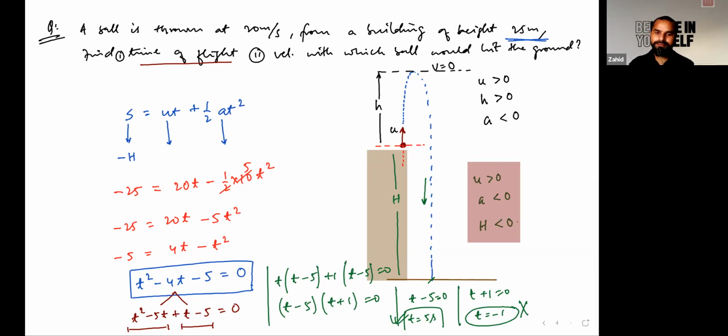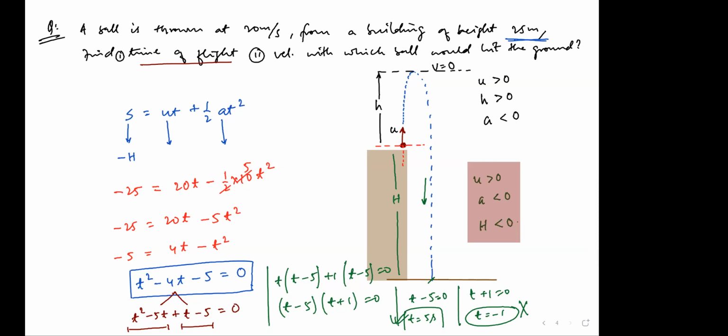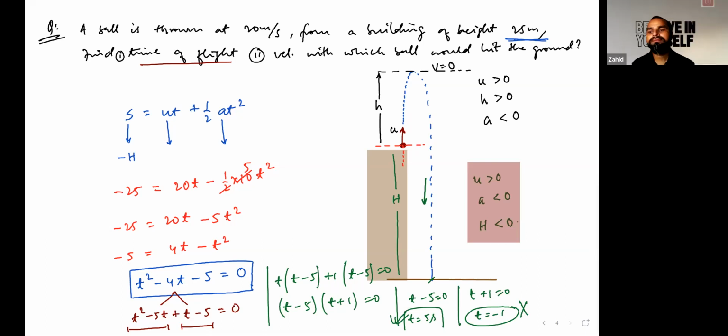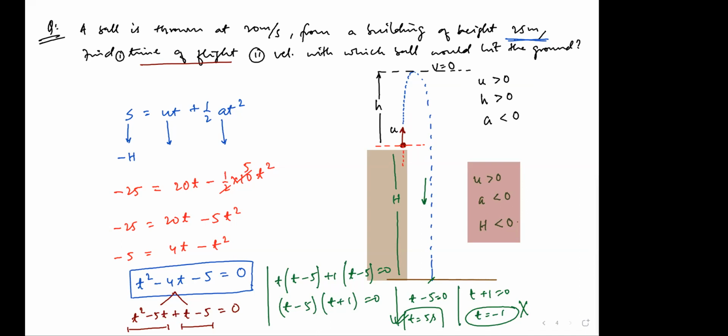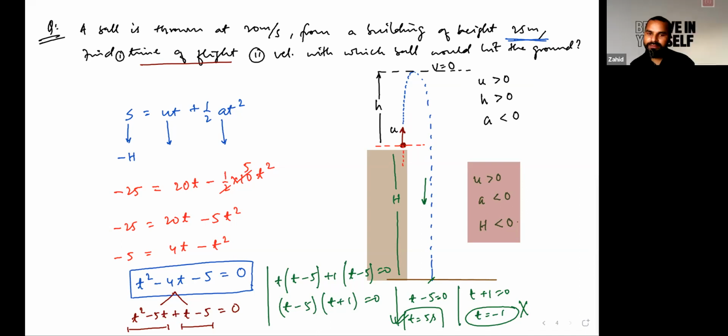Any doubt? No, sir. Okay. So we have time of flight. Just use this particular time in the first equation of motion and try to find the second part, the final velocity with which the ball will hit the ground at this particular instant. Let's call it B.